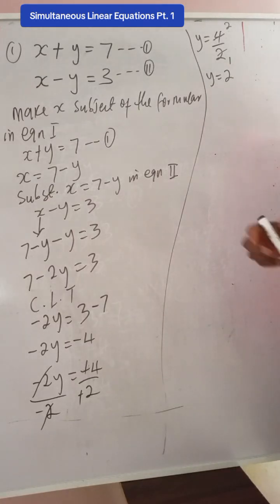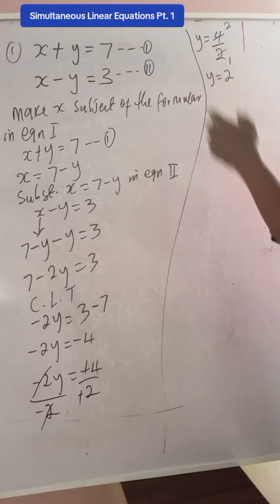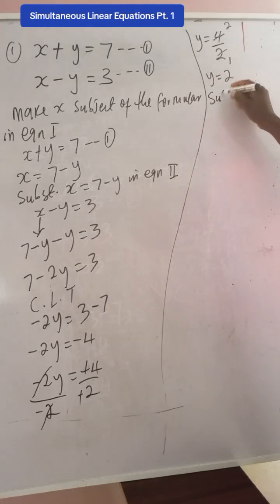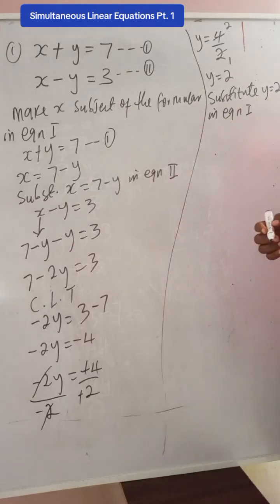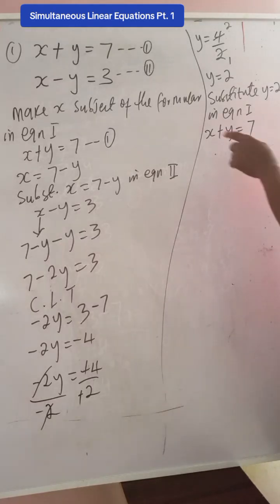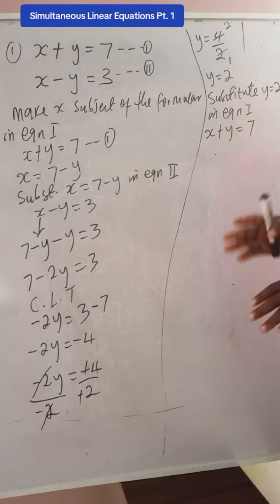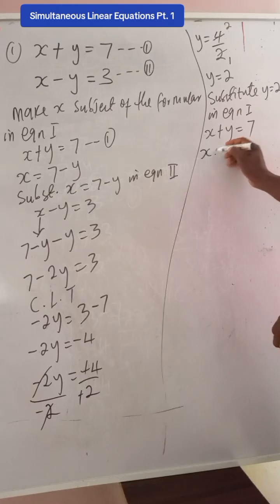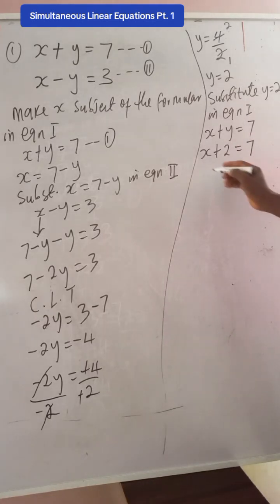You see that we have gotten our y now. The next thing we are going to look for is x. So what are we going to do? Substitute y is equals to 2 in any of the equations, but let's use equation 1. Equation 1 here is x plus y equals to 7. So wherever we have y in this equation, we are going to remove the y and put what? 2. So this is x plus 2 equals to 7.